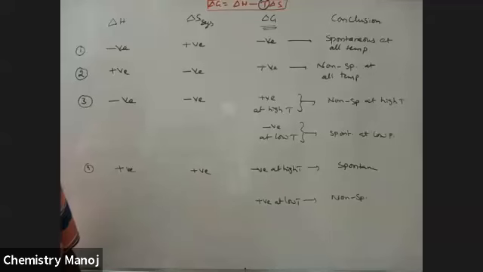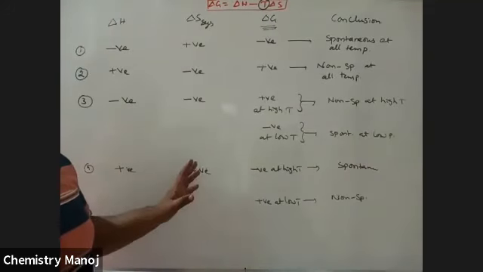So the process in which delta G is negative is automatically spontaneous, irrespective of its nature. Whether the process takes place as a slow process, a fast process, or medium speed, whatever it may be, if delta G is negative, automatically it is spontaneous. Okay, so these are delta G terms.